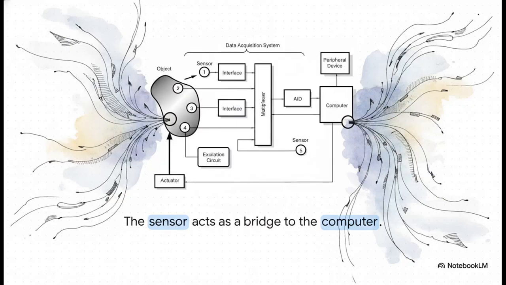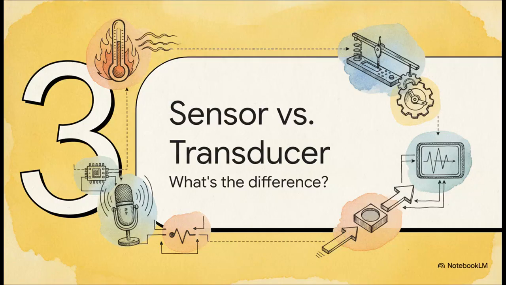Now, looking at a typical data acquisition setup, you can see how the sensor really acts as the front line. It sits exactly at the boundary, grabbing environmental data from the physical object, and then it passes it through an interface straight into things like a multiplexer and an analog to digital converter. Without that crucial bridge in the middle, the computer on the right would be completely 100% blind to the physical object on the left. Moving right along to Section 3, sensor versus transducer.